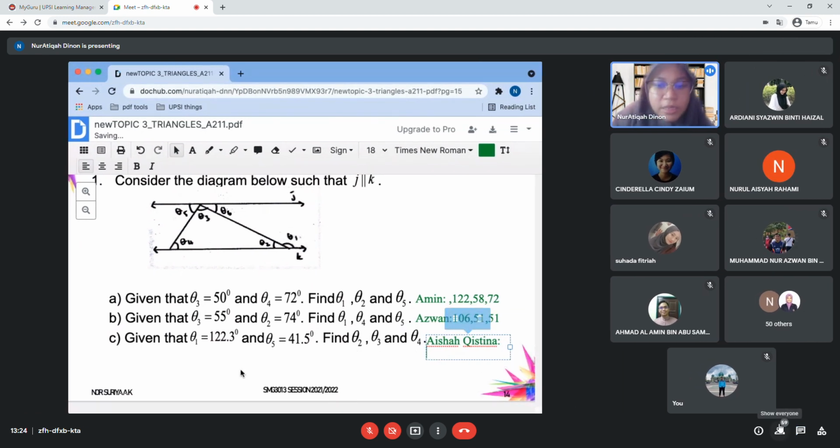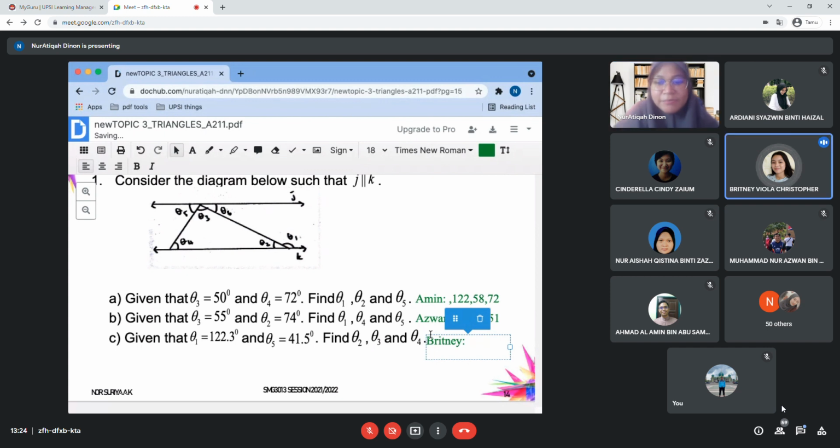Okay. C. Aisyah Kristina. Boleh share tak jawapan theta 2, theta 3 and theta 4? Doktor, sorry sangat saya tak buat lagi. Ya ke? Okay, tak apa. Awak cuba sebut sesiapa nama yang kawan awak nak suruh dia jawab. Britney. Okay, Britney, boleh tolong Aisyah tak? Boleh. Theta 2 57.7 degree. Okay. Theta 3 60.8 degree. Okay. Theta 4 42.5 degree. Okay.